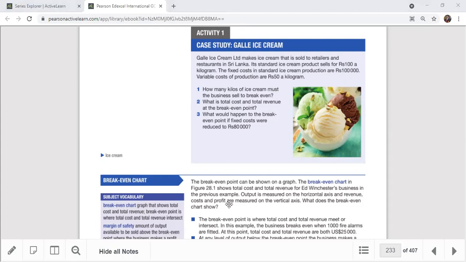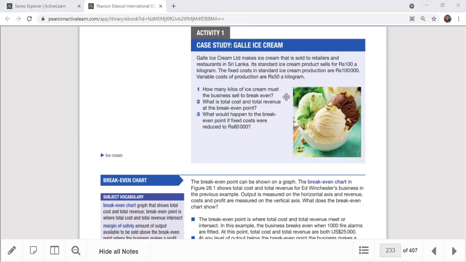Yes, 2,000 is the correct answer. 2,000 what? 2,000 kilograms of ice cream. If you just say 2000, that's only 1 mark out of 2. You have to say 2000 kilograms of ice cream. Then only you get the 2 marks, because application is important. So that means the business must sell at least 2000 kilograms in order to break even.